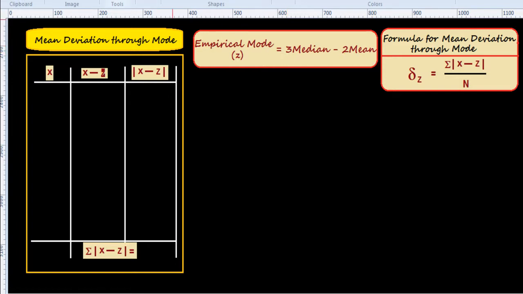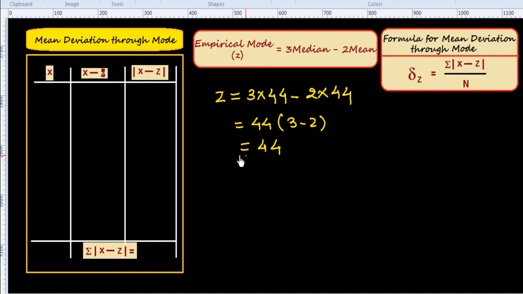So I would like to explain this. We find it out first. Z is equal to 3 times the median, we have got 44, minus 2 times the mean. The mean is also 44, so we take 44 common. It is 3 minus 2 is 1. So we get mod is 44. It is also the same as mean and median. So the data would be the same.